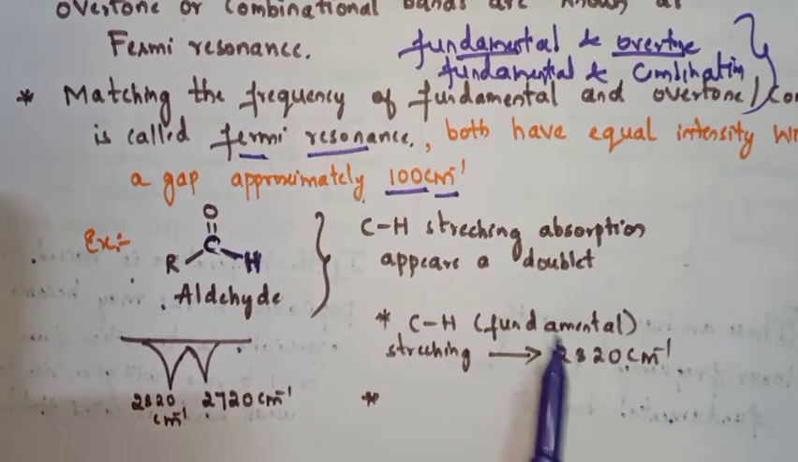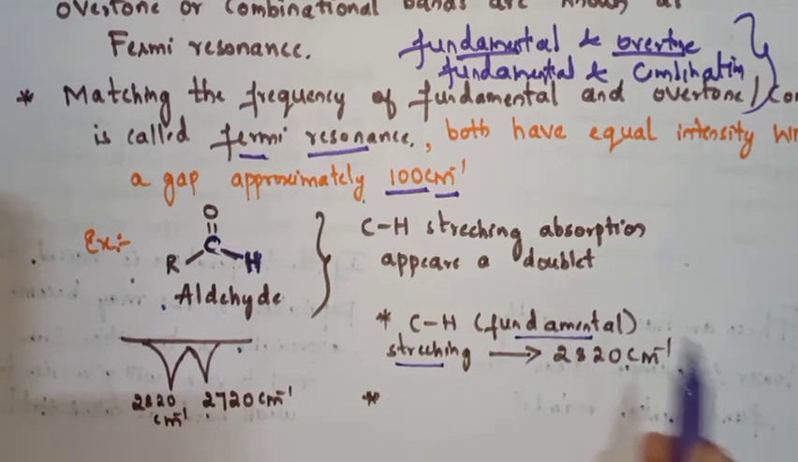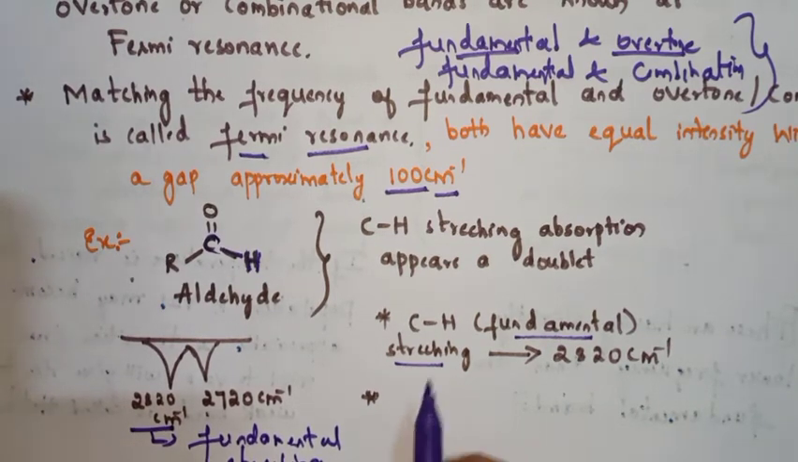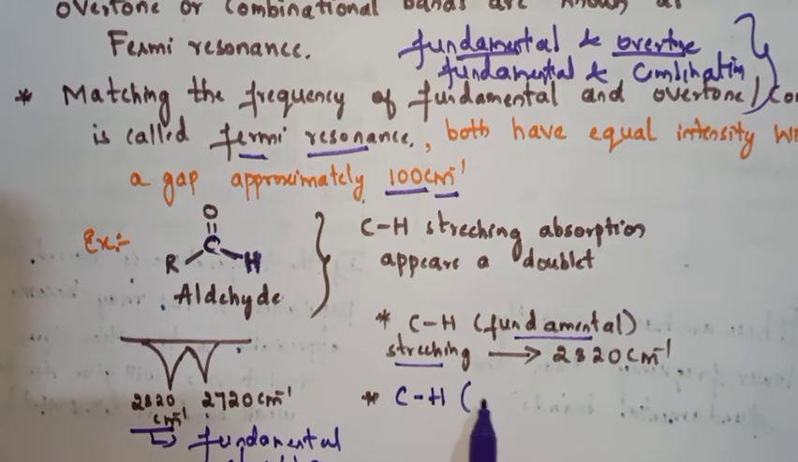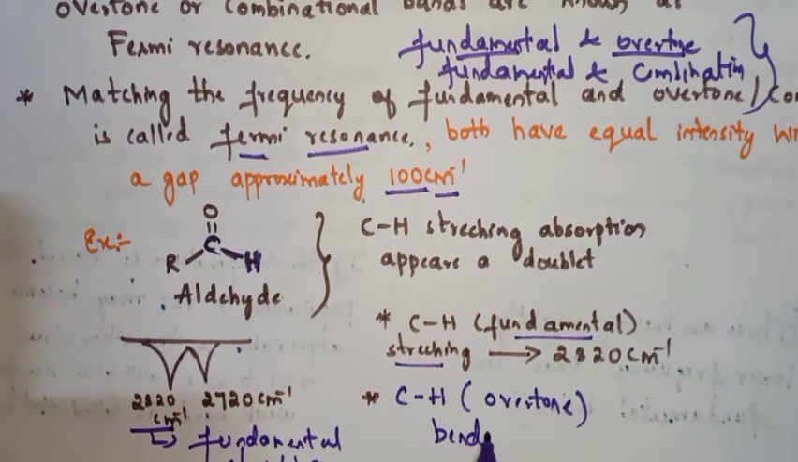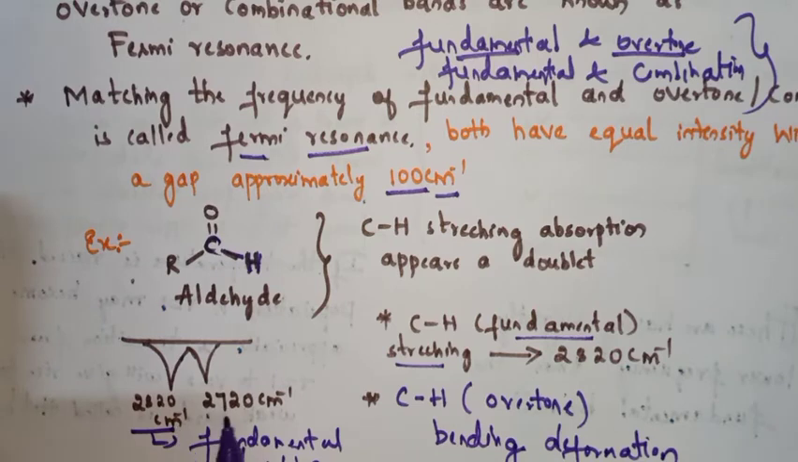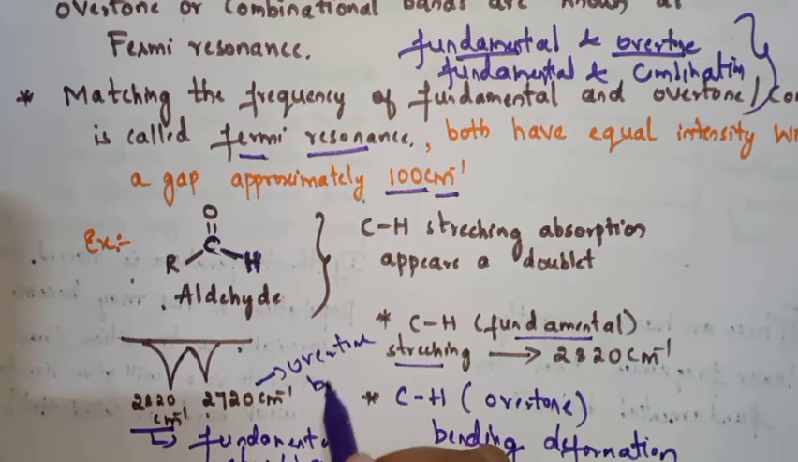One is due to the CH fundamental stretching, which is obtained at 2820 centimeter inverse. This is due to the fundamental stretching. And the second one is due to overtone, that is bending deformations. So this 2720 centimeter inverse is for an overtone, which is obtained for bending.